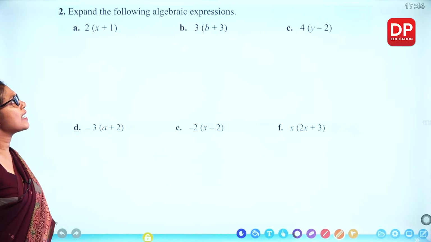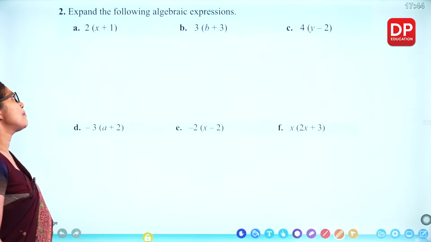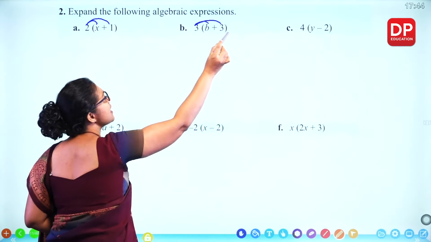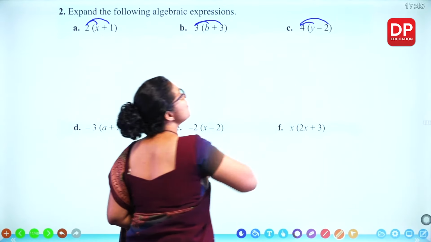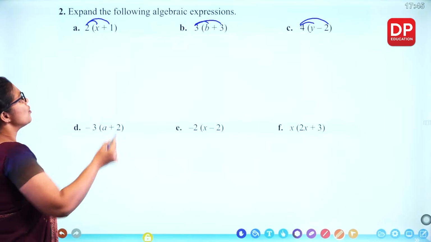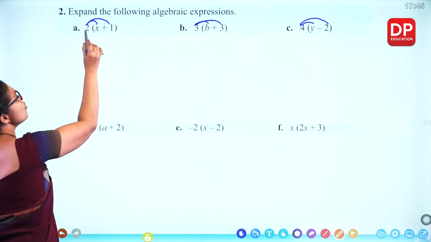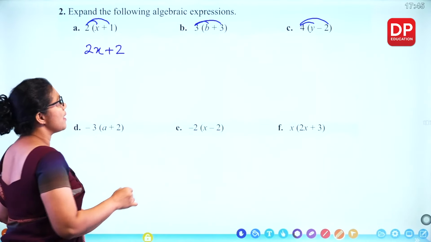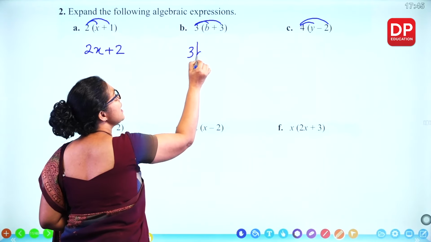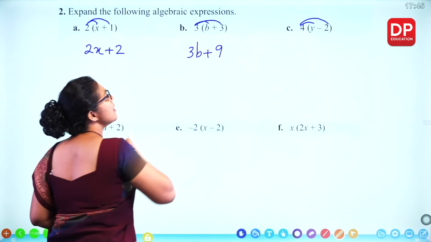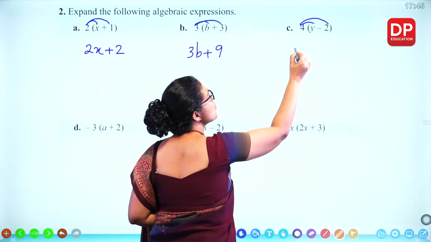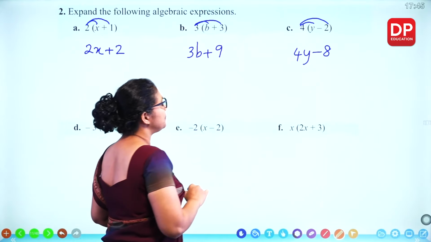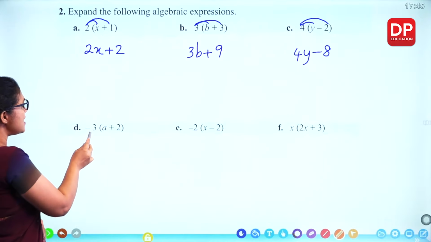We'll take the second question. Expand the following algebraic expressions. Expand means you multiply the inside values by the outside numbers. In all these cases, you multiply the inside number with the outside number. So what do we do? 2 times x is 2x. 2 times 1 is 2. The sign is plus, so you end up with a plus. 3 times b, 3b, plus 3 times 3 becomes 9. In this case, 4 times y is 4y. 4 times minus 2 is minus 8. Now we'll look at this one. You get a negative sign in front.